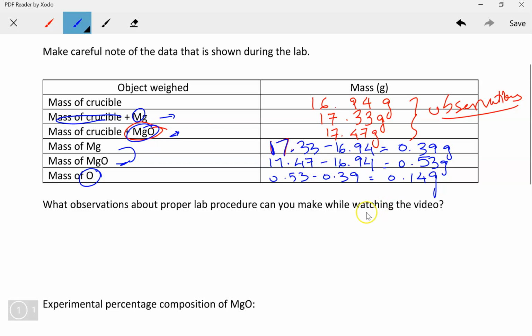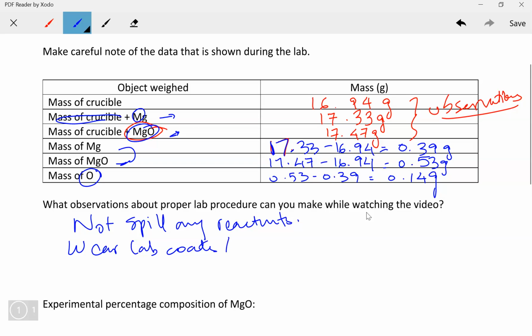So what observations about proper lab procedure can you make? You must make sure to not spill any reactants, wear lab coats and goggles or eye protection so that you don't get injured, especially when doing labs that involve a Bunsen burner or heat. And we could have observed how to set up a stand to heat up things in a crucible.